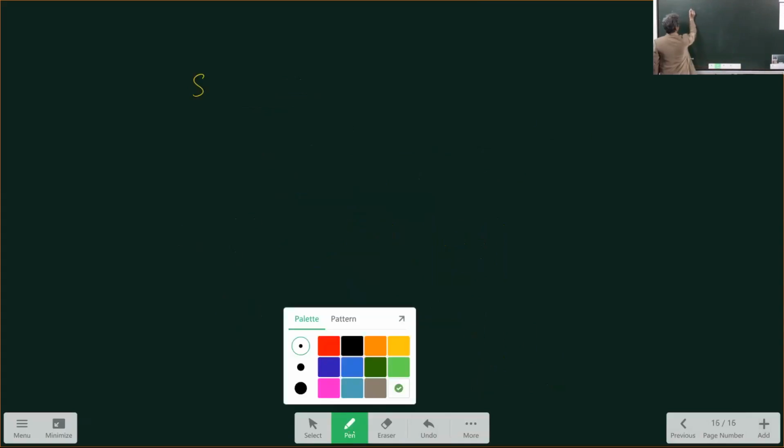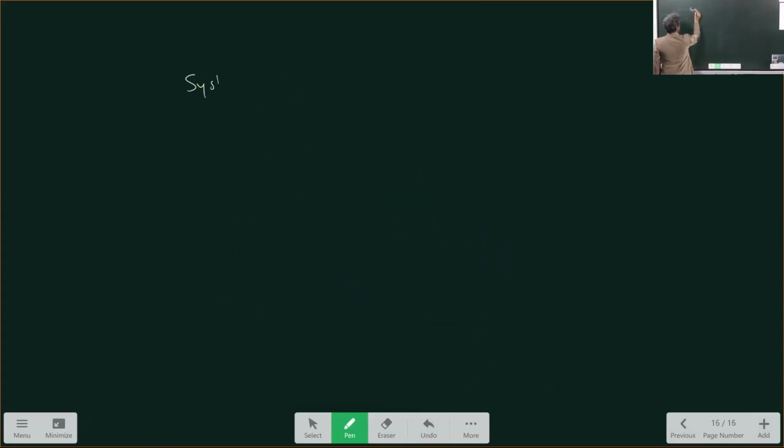Okay. Then later on we have moved on to a system of linear equations. System of linear equations. So what is a system of linear equations? There are n equations in m unknowns or m equations in n unknowns, whatever it is.